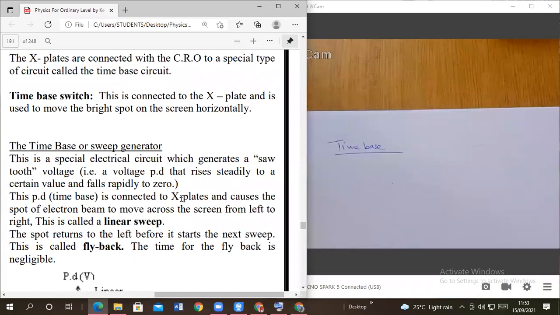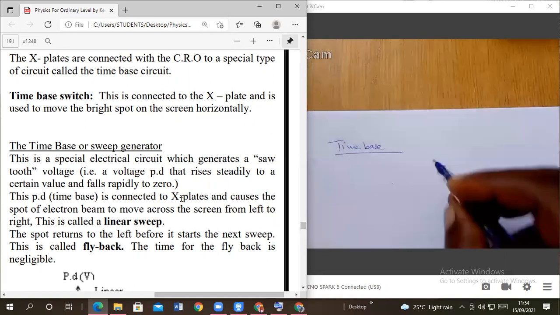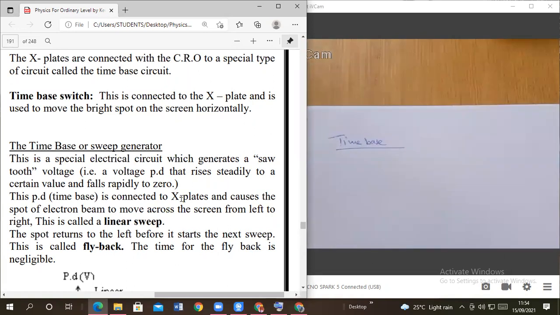So the PD, or the voltage, of a sawtooth voltage appears in such a way that it rises steadily and then falls suddenly. All of a sudden, it falls down to zero. So rapidly, it changes to zero. But when it is rising, it rises steadily, in a straight line that I will show.